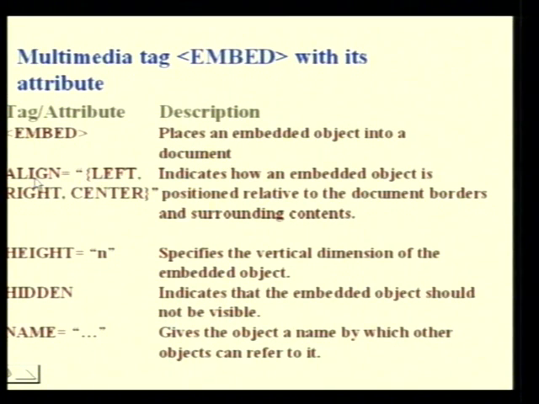Now align is an attribute to the embed tag which has the values left, right, center. As with any other align attribute used earlier, this indicates how an embedded object is positioned relative to the document borders and surrounding contents. Height is equal to some number. Height specifies the vertical dimension of the embedded object.